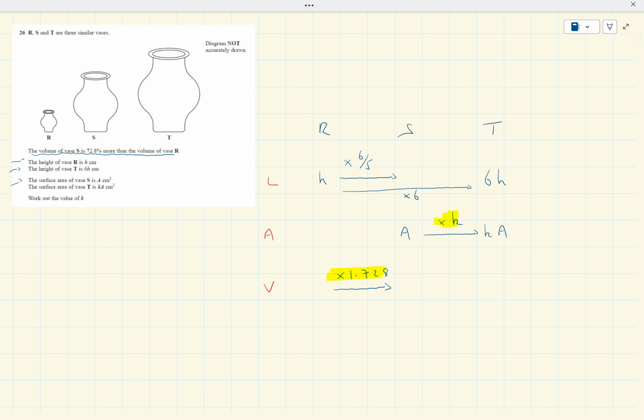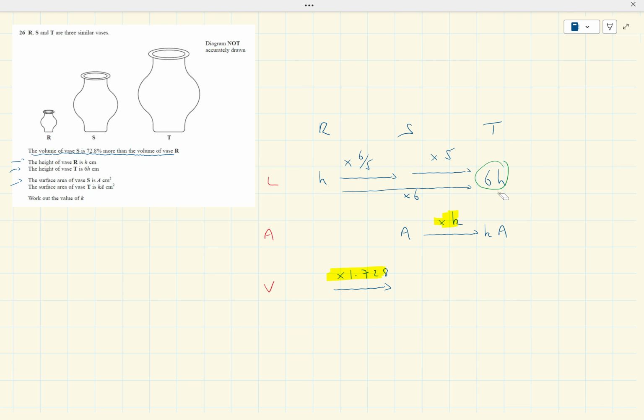Now, if the linear scale factor from R to S is 6 over 5, but the scale factor from R to T is 6, then the linear scale factor from S to T must be 5. Because then, if I go from here to here to here, the overall effect will be times by 6. Multiply by 6 over 5, and then you'd have to multiply by 5. So the overall effect was to multiply by 6.